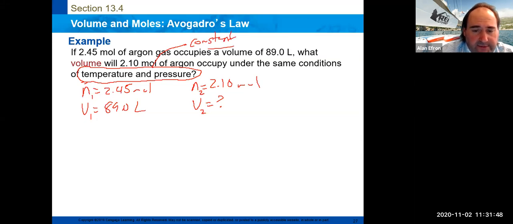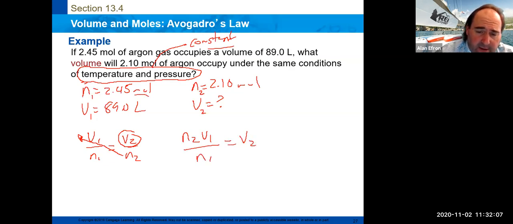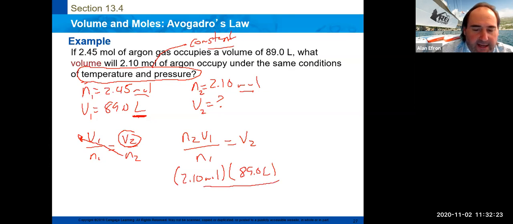So we have V1 over N1 equals V2 over N2. In this case, we would solve for V2. So N2 is going to go up to the top, giving us N2 times V1 over N1 equals V2. We have moles on everybody, so our volume will be in liters. N2 is 2.1, V1 is 89 liters, and N1 was 2.45 moles.